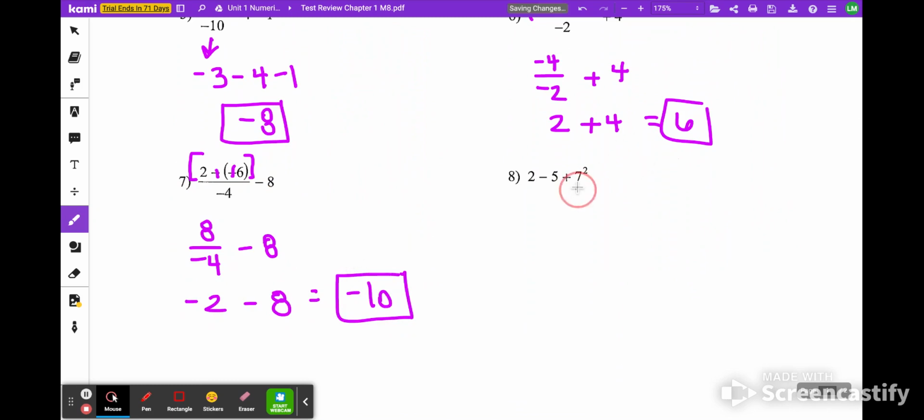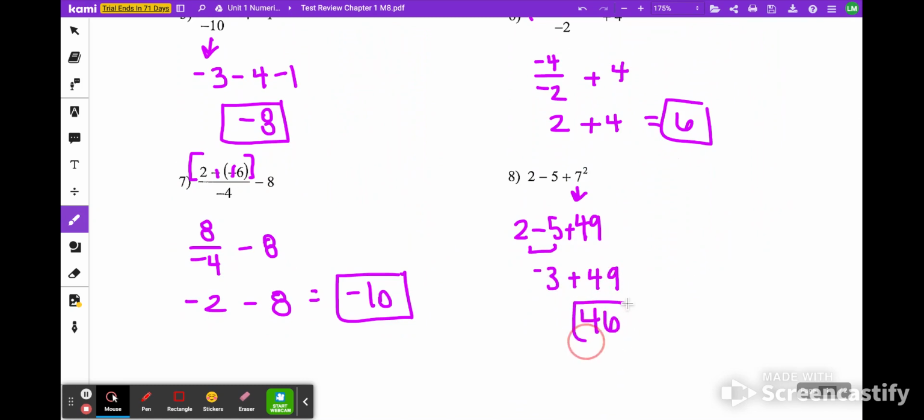Number 8, I'm going to stick with my exponents before anything else. 7 squared means 7 times 7, so that's 49. So now I have 2 minus 5 plus 49, and since I have adding and subtracting, I'm going to go from left to right. 2 minus 5 is negative 3, and negative 3 plus 49 is equal to 46.